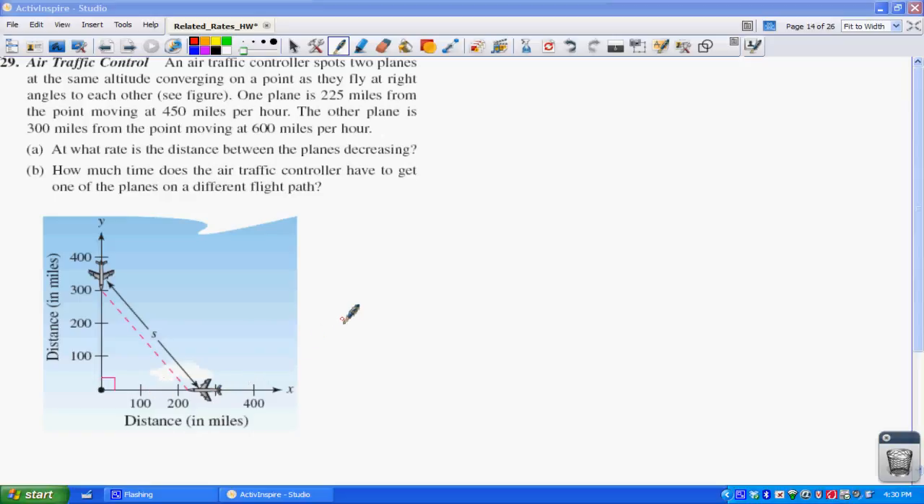Now, in the solutions manual, they labeled the diagram that they gave accordingly. Here, they gave you the distance between the two planes is s. As these planes fly inwards towards a certain point, which is here, you see the dotted line? You could see that the distance between them is getting shorter and shorter. So that distance is decreasing.